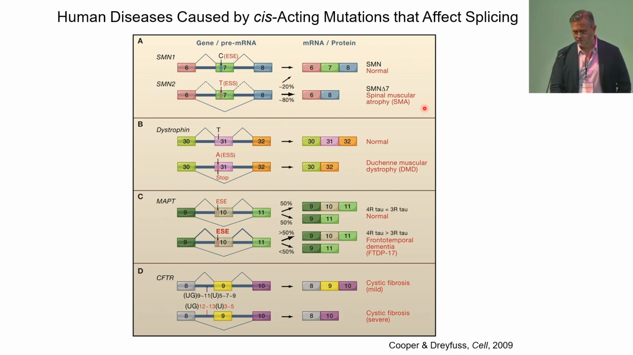And so you don't make as much full-length protein from that transcript. The dystrophin gene, again, if you have mutations in these exons, it can cause Duchenne muscular dystrophy. Again, you can have similar mutations that would cause frontotemporal dementia. And then cystic fibrosis, the severity of that disease can also be affected by different mutations that would affect the efficiency of splicing of the CFTR gene.